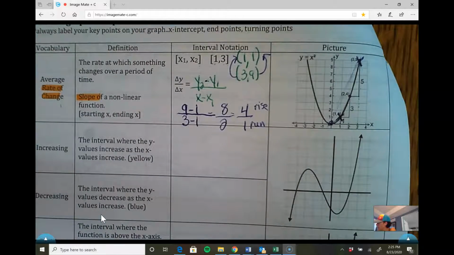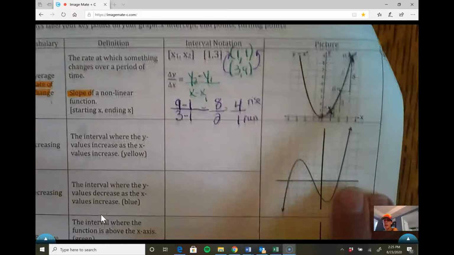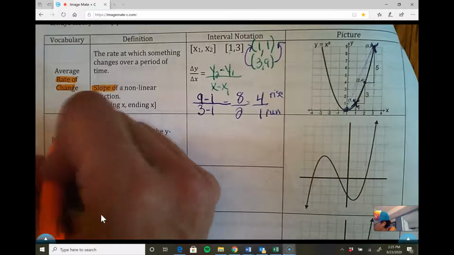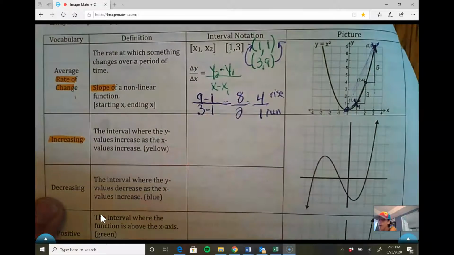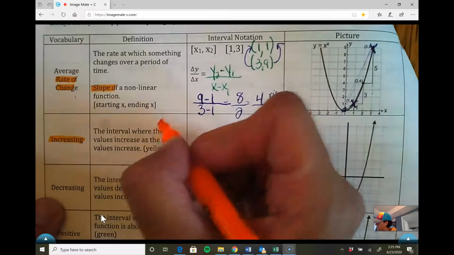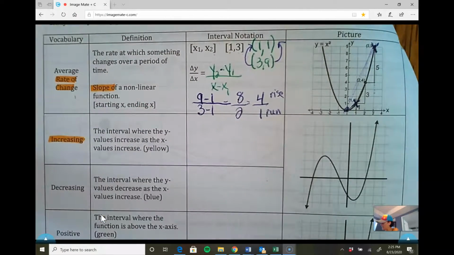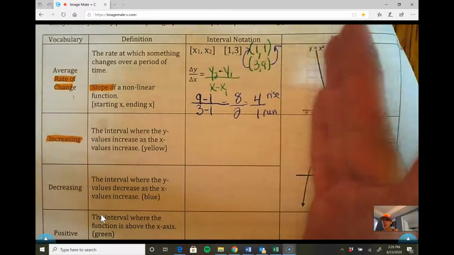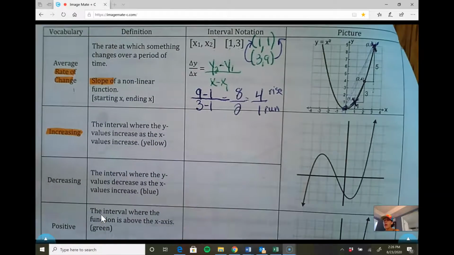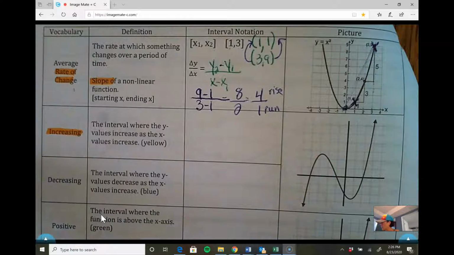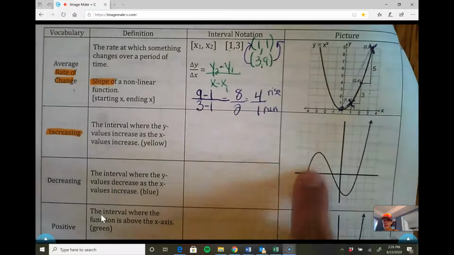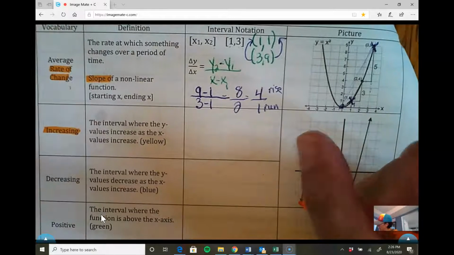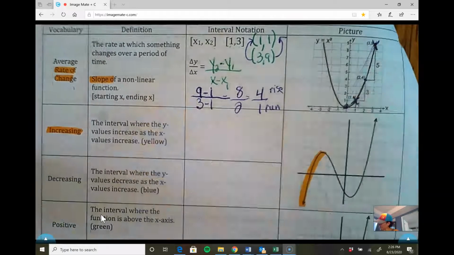All right, increasing. So increasing is when you look at a graph, we're always going to read it left to right. So increasing, I'm going to use orange, is we're looking at where the y values increase as the x values increase. So the x values increasing ensures that we're reading left to right, but we want to look at where the y values increase. So some people might look at this arrow and say it's going down, but when we look left to right, it's increasing, okay?